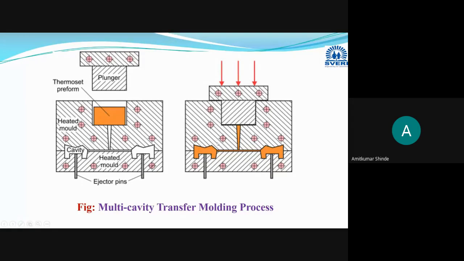For each cavity, a separate ejector pin has to be provided in the multi-cavity transfer molding process. In this diagram it is shown here. Whichever chips of thermosetting plastic material are there, those chips are manufactured with the help of this multi-cavity transfer molding process.